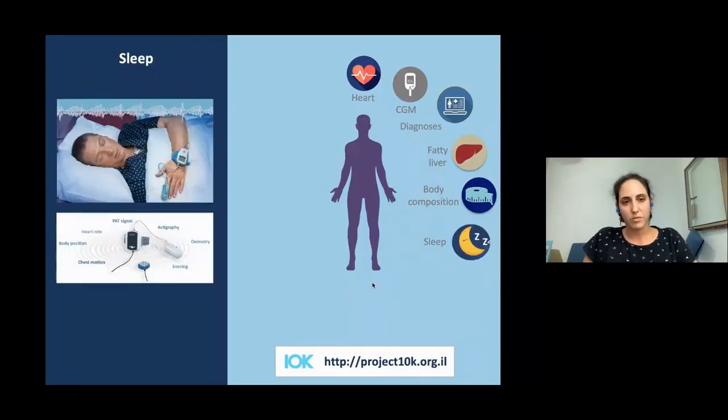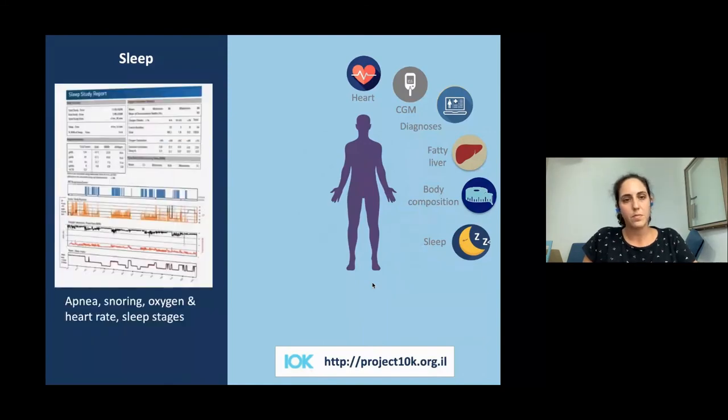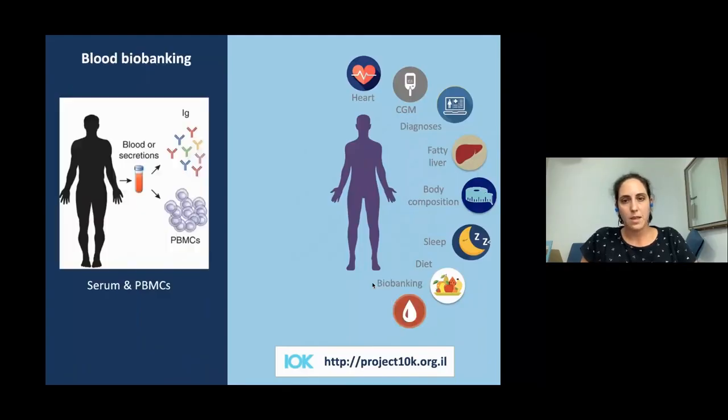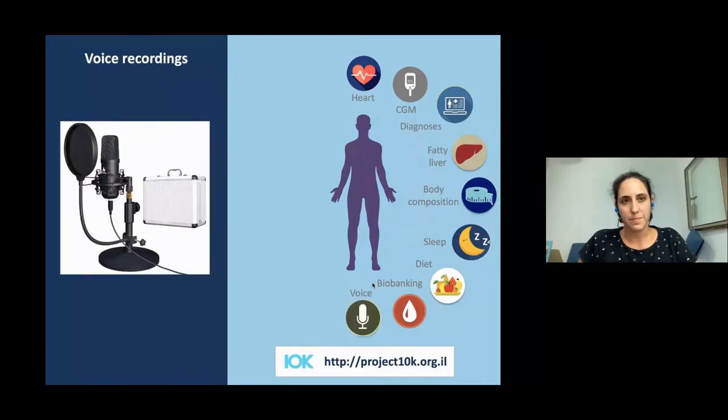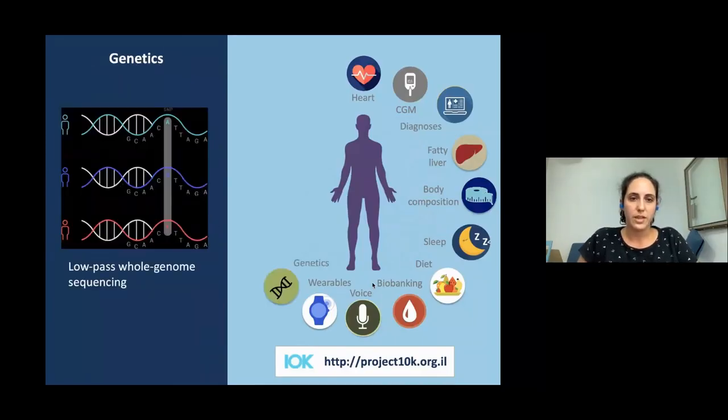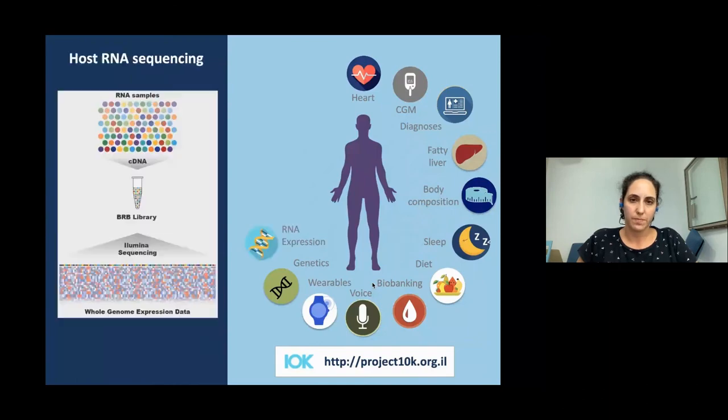We monitor their sleep over multiple nights, giving longitudinal data. This gives us information about apnea, snoring, their oxygen and heart rate, as well as the different sleeping stages they go through. They monitor their diet and record everything for at least 2 weeks, sometimes even more. We also take blood samples, both serum and PBMCs. We record their voice. We connect them to wearable devices. And we perform genetic tests using low-pass whole genome sequencing.